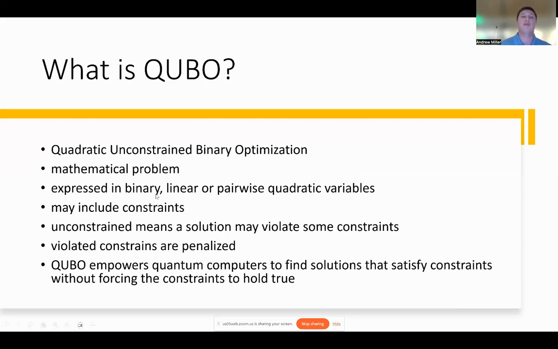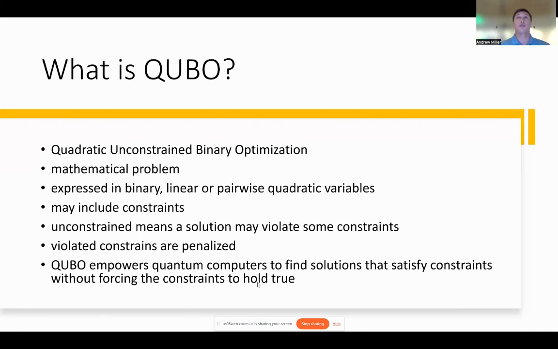And the equation will have binary, linear, pairwise quadratic variables, and it may include constraints. It's interesting because it says quadratic unconstrained, but it may include constraints. What unconstrained really means is that the solution to this equation can violate the constraints, but you get penalized for violating constraints. In other words, it allows a quantum computer to find solutions that satisfy constraints without forcing the constraints to be satisfied.